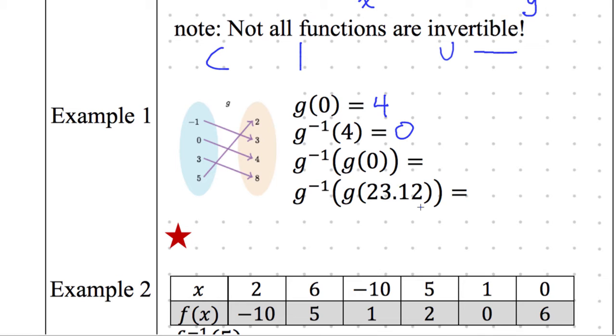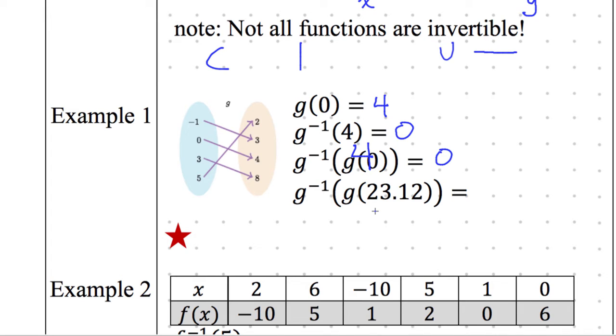Here's something that's even harder. This is a composition of inverse and normal functions. So first, we do the inside. G of 0, shout it out, is 4. So that means this whole thing, you can write over it, this whole thing is 4. Now this whole thing is turned into, what is the inverse function of 4? You already answered that. It is 0.